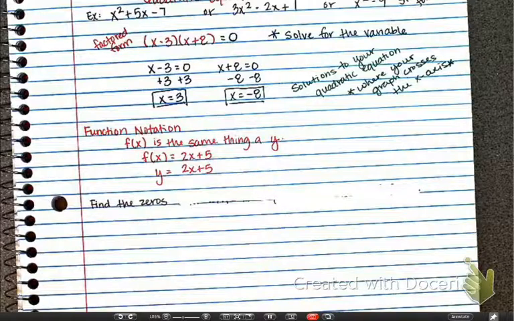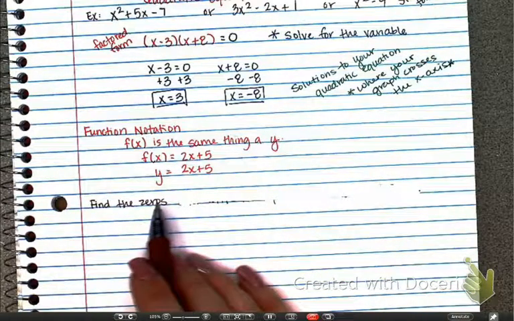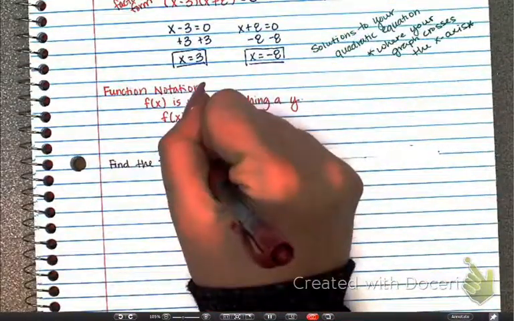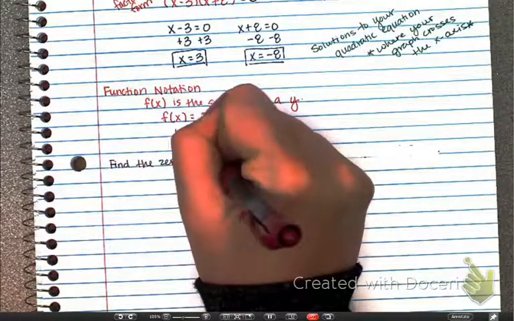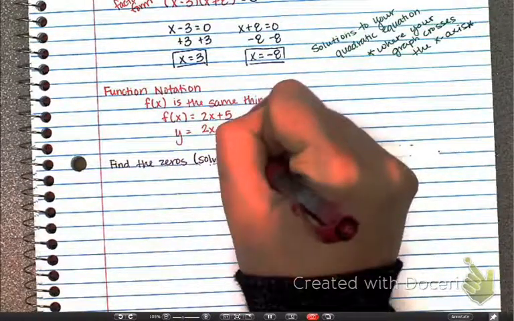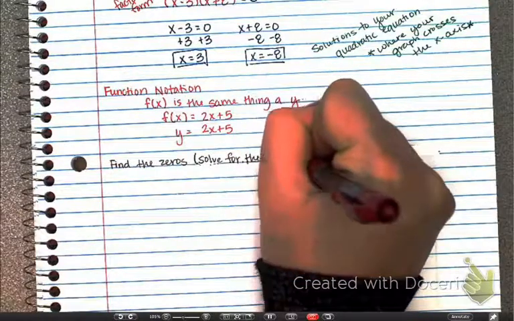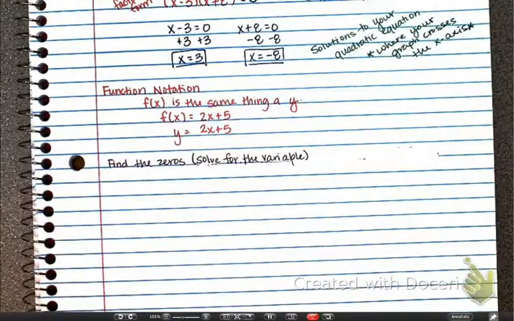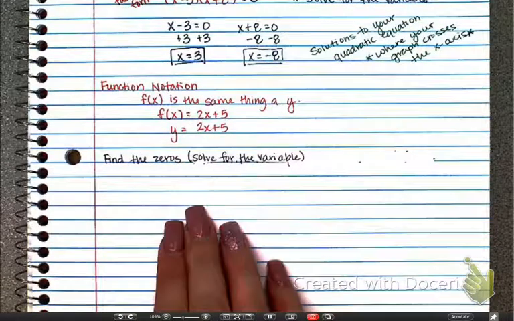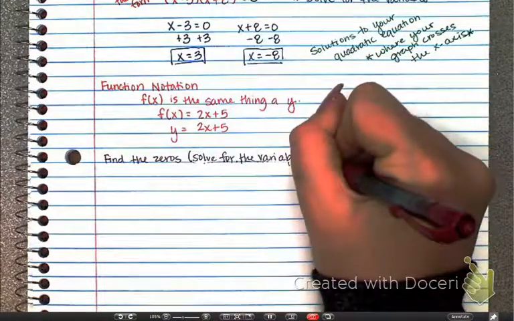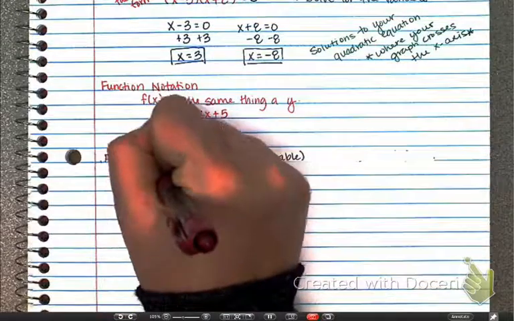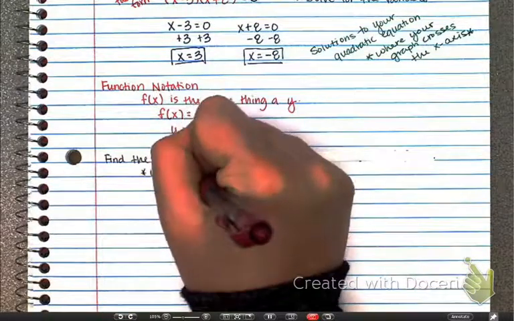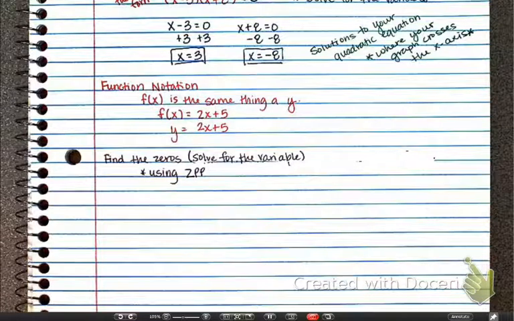Plus, we've also spent a lot of time already writing in standard form. Okay, so when you're asked to find the zeros, that just means you're going to solve for the variable. And we're going to solve for the variable using the zero product property. Okay. I'm going to let you catch up on writing for a second.